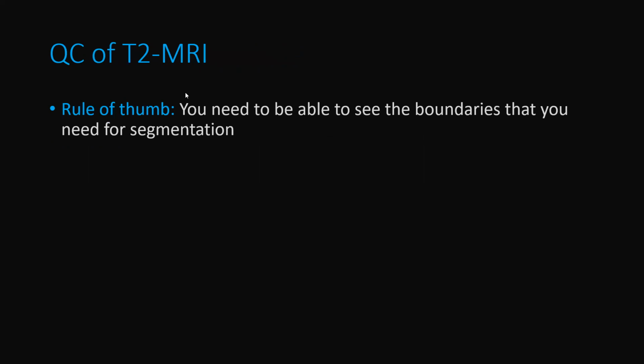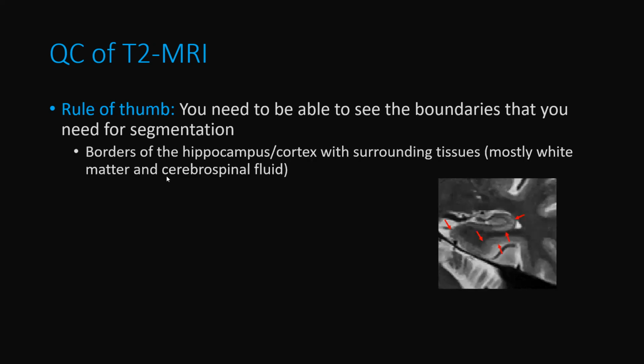So then I want to start with QC of the T2 MRI. So very simple, the rule of thumb is you need to be able to see the boundaries that you need for segmentation. So which boundaries are those? So first are the boundaries of the full hippocampus, the cortex with surrounding tissues, which is mostly white matter and cerebrospinal fluid. And with the arrows here, I indicate the borders with the surrounding tissues.